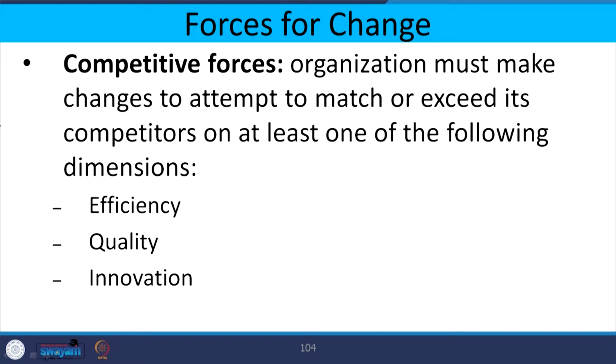Competitive forces: organizations must make change to attempt to match or exceed the competitors on at least one of the following, that is on the basis of efficiency, quality and innovation. Economic, political and global forces affect organizations by forcing them to change how and where they produce goods and services. They need to change organizational structure to allow expansion in foreign markets, adapt to a variety of national cultures, and help expatriates adapt to the cultural values of where they are located.